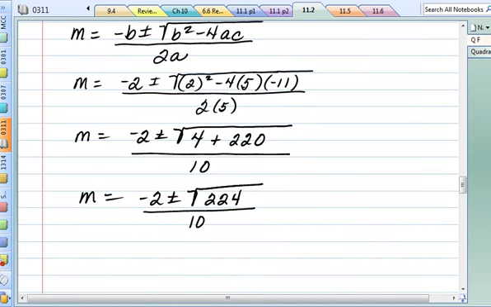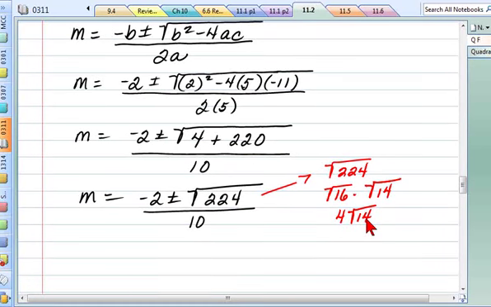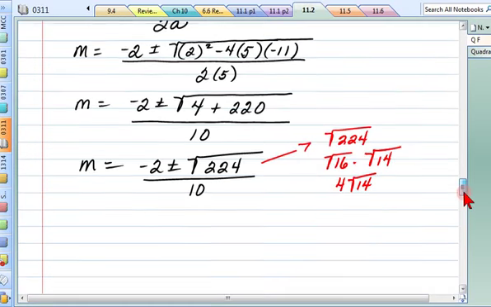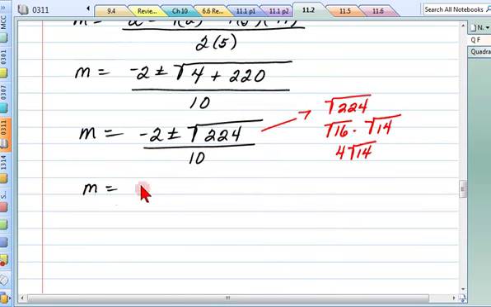Now 224, I'm just guessing that maybe we can simplify that. What did you get as factors of 224? 16 and 14? Okay, so 16 and 14, you might have started out playing with the number 4 and then gone from there. So that is 4 times the square root of 14. You want to make sure that you factor it with the largest perfect square. Back to the problem. M is equal to negative 2 plus or minus 4 times the square root of 14 all over 4.